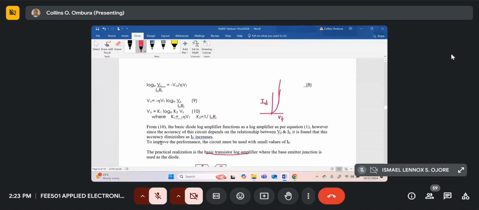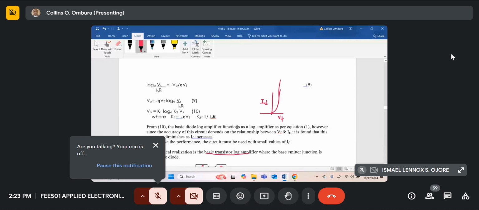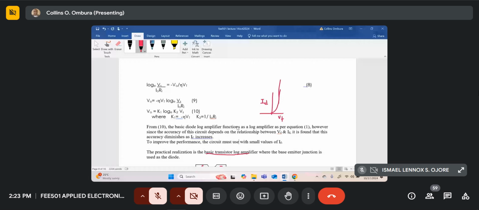So to improve the performance of the circuit, the circuit must be used with small values of IF.